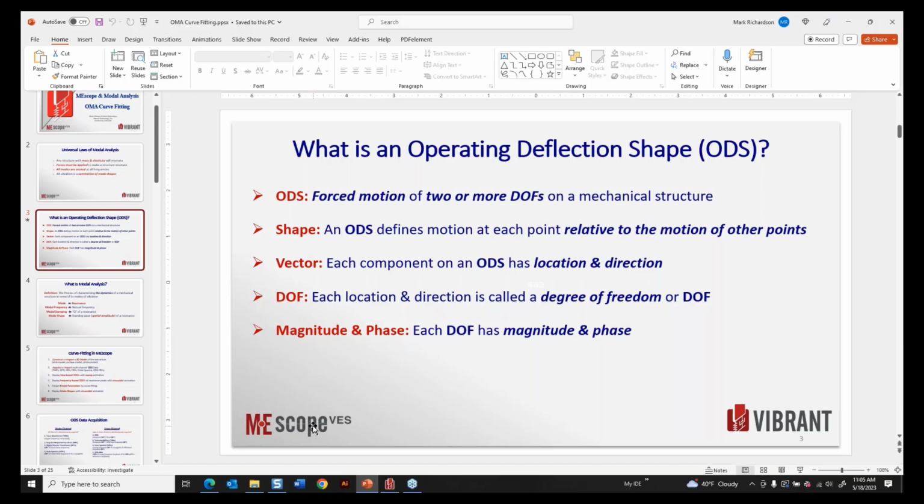Okay, here's a DOF definition. Each location and direction is called a degree of freedom, or a DOF. So these are terms that we commonly use. And then each vector component, or each DOF, also has magnitude and phase. And that's very important when we're looking especially at machine vibration. Magnitudes, of course, are important because that's going to dominate the vibration. The resonance might dominate it, but especially in machine maintenance areas, the phase from one point relative to another is very important.